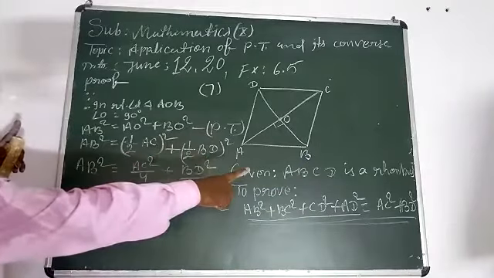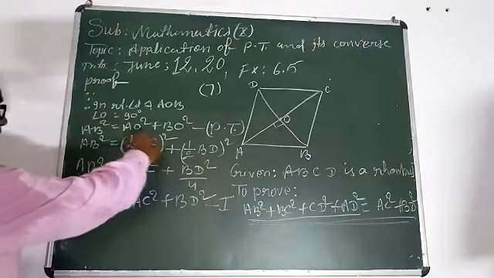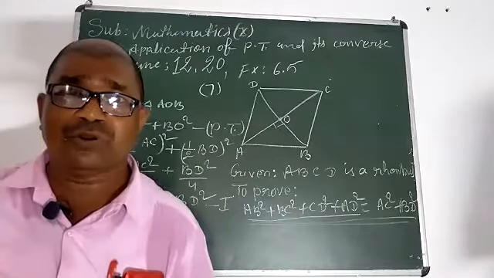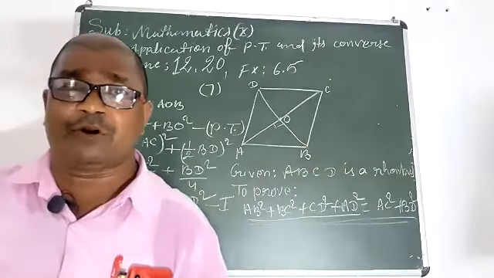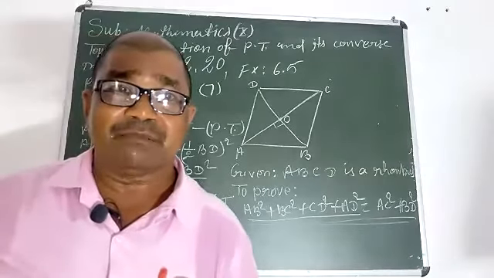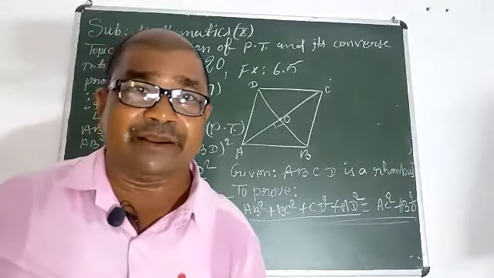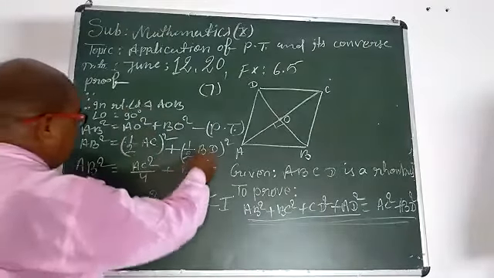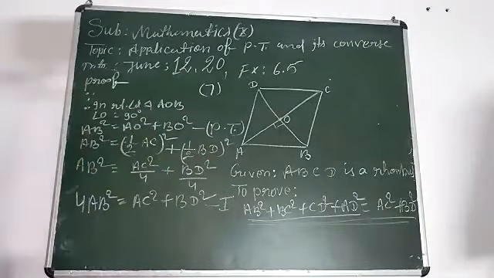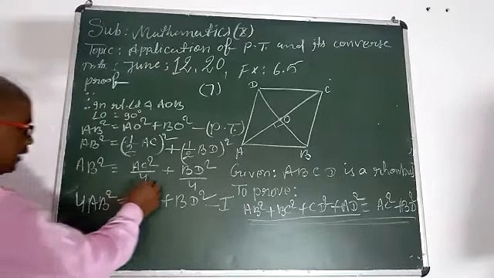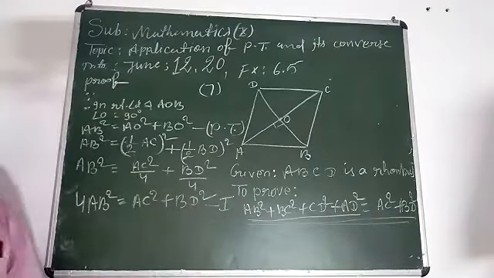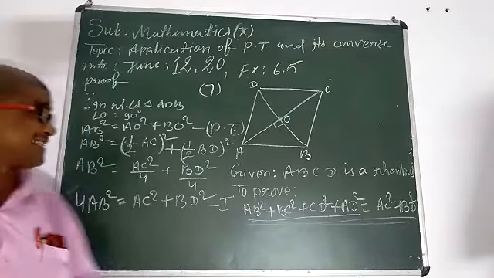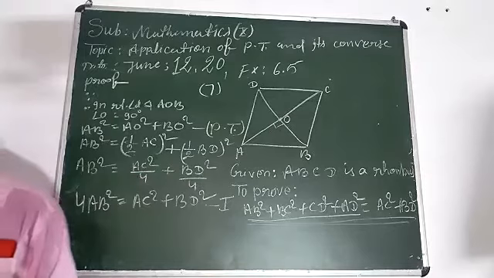After using Pythagoras, we wanted AC but had AO. How will AO change into AC? You can write half AC plus half BD. Now these two fractions have the same denominator.